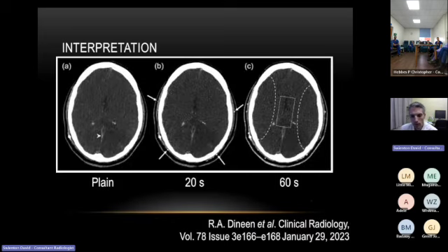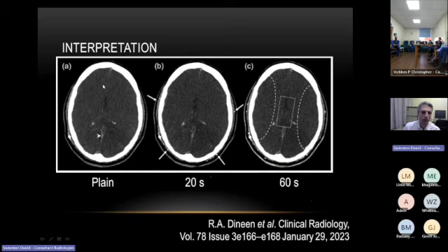These images are from Rob Dineen's comment paper in ClinRad, which he and others made after the consensus guidance came out, really showing what you might expect to see in a plain, 20-second and 60-second study. So you can see that on the plain study, you do get some high attenuation, and in some areas it might cause confounding interpretation of the internal cerebral veins.